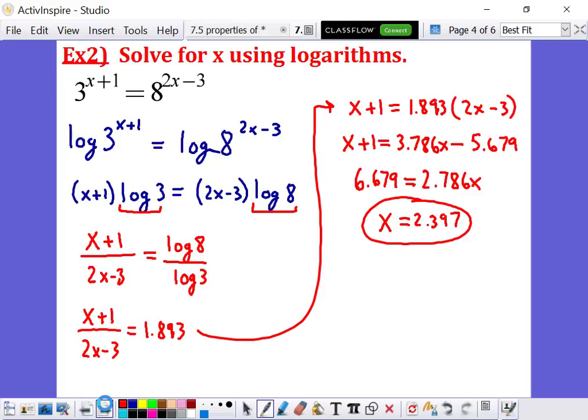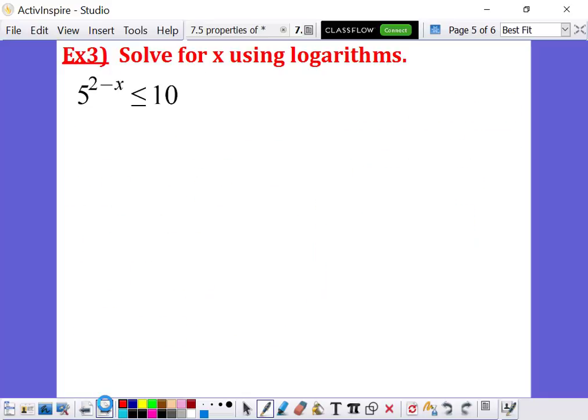Okay. All right, so let's try another problem. Example 3. So now we're looking at how do we solve inequalities. It says solve for x using logarithms. Now we don't have an equation anymore. We have an inequality. The first step here is going to be the same as what we used for equations that we just solved. We're going to take the log of each side.